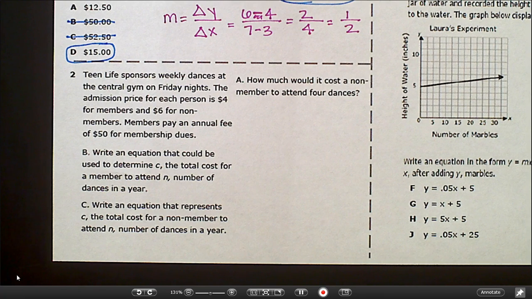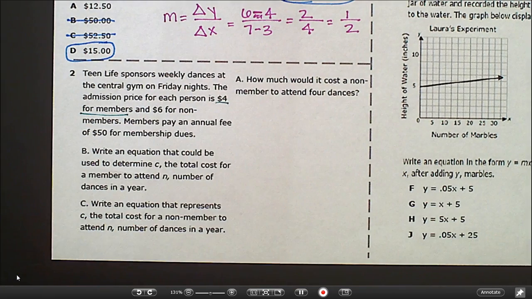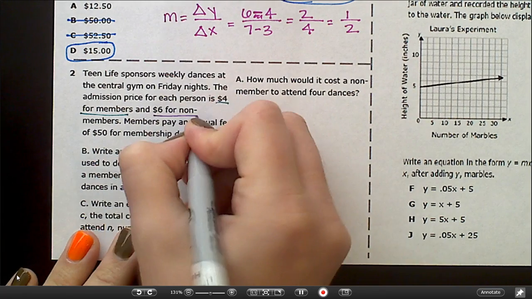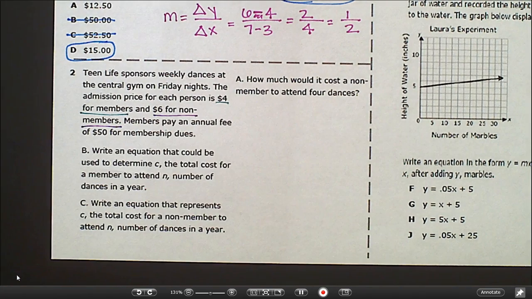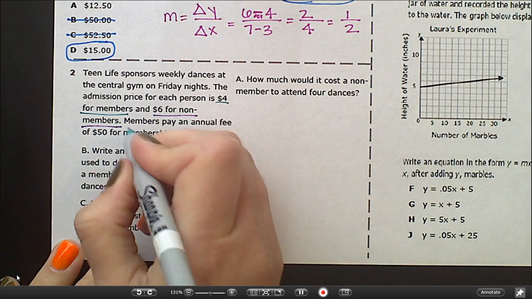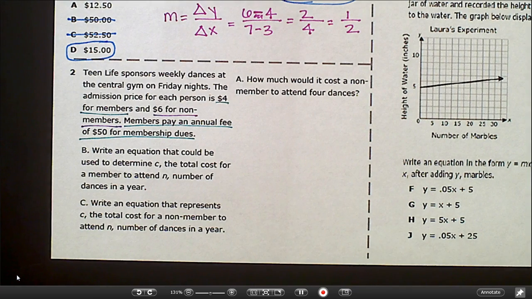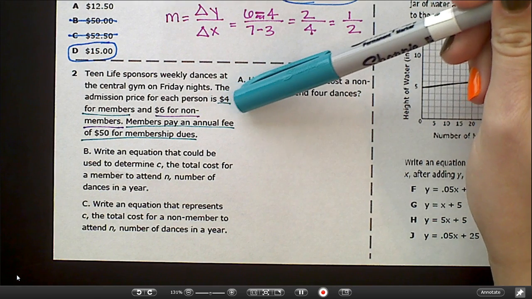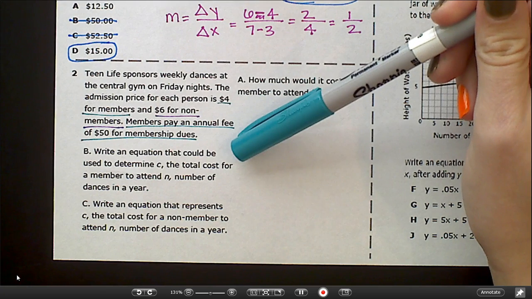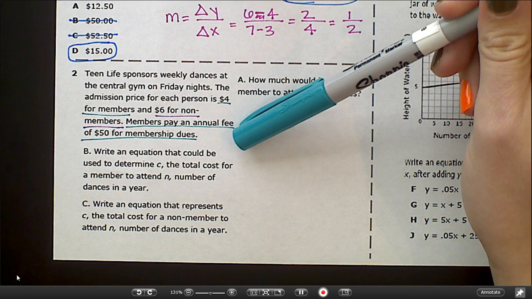All right, so $4 for members and $6 for non-members. And then members also pay an annual fee of $50. Okay, so let's break this down. Members get in cheaper, $4 instead of $6, but they're also paying $50 a year. So they're kind of buying that discount.